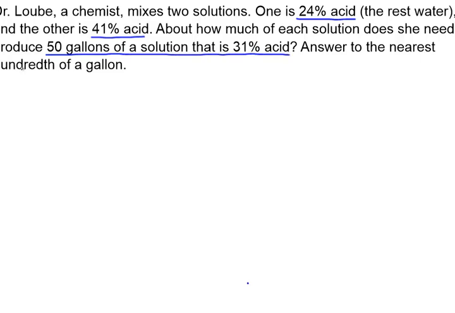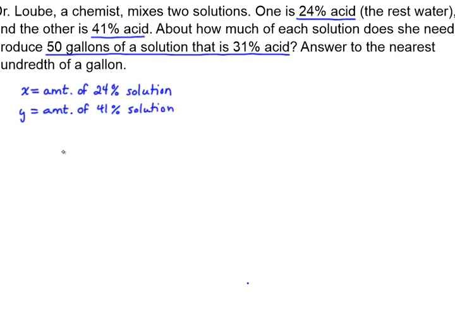Okay, so same thing. We're going to let x equal the amount of 24% solution. We're going to let y equal the amount of 41% solution. And then we have 50 gallons of 31% solution.